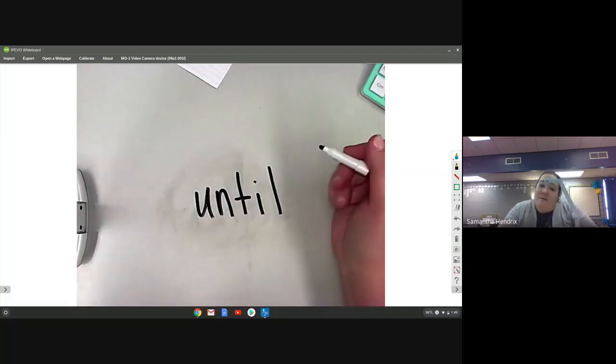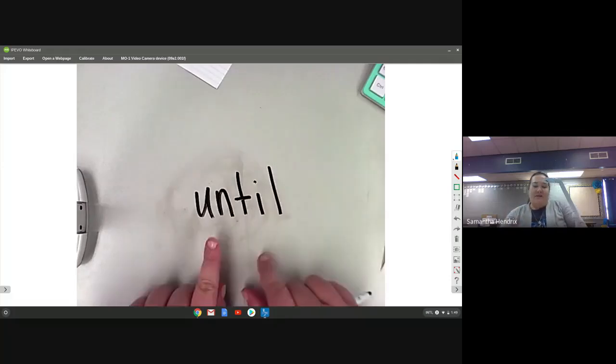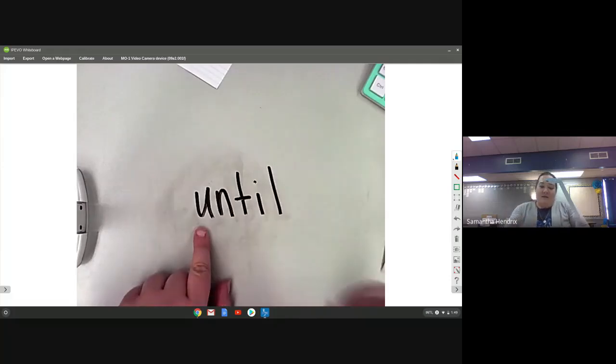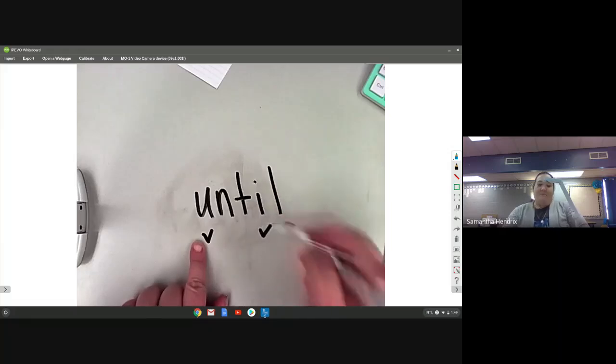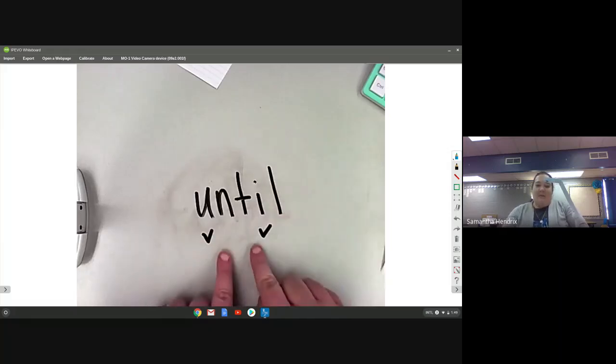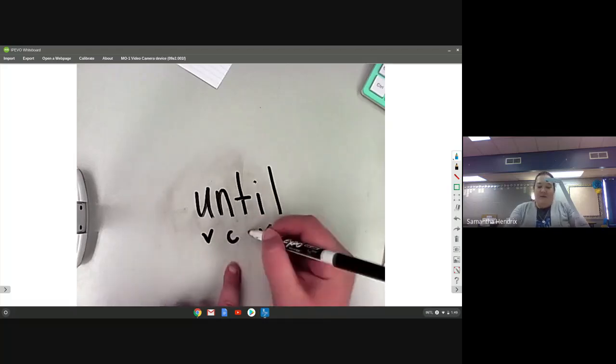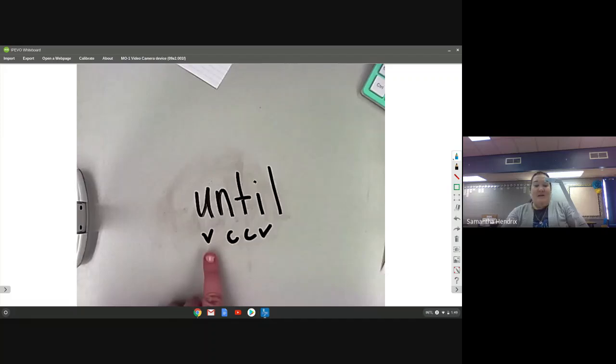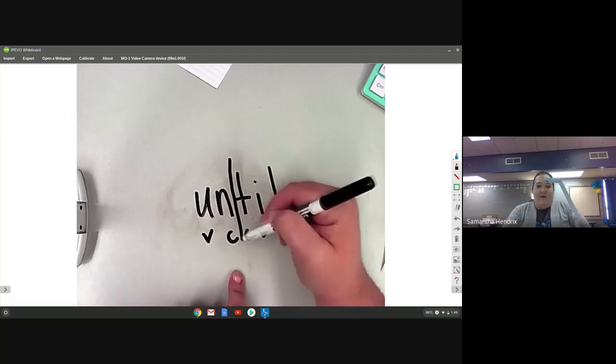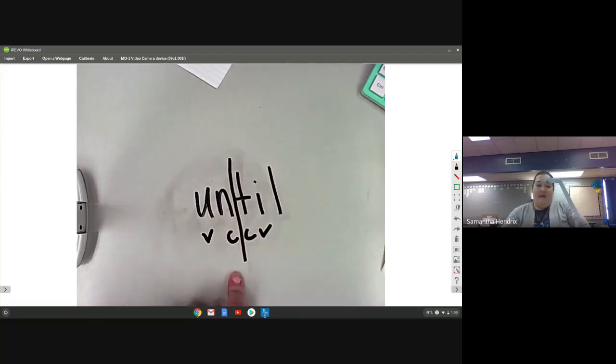Okay, I don't know what this word is, so I'm going to look. Here's a vowel and here's a vowel, so I'm going to label my vowels. Okay, look between your vowels. Here's a consonant and here's a consonant. So this word is a V, C, C, V pattern. Then we're going to use our division line to divide the word. Got it? Now let's code it.